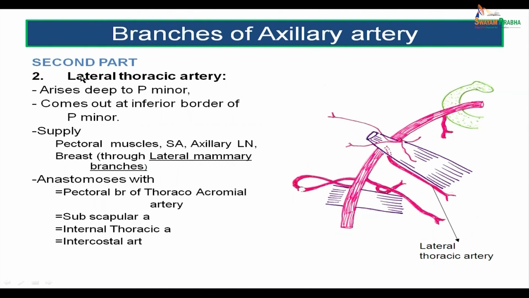The second part gives rise to the lateral thoracic artery, the second branch. This arises deep to the pectoralis minor and can be seen at the inferior border of the pectoralis minor. It supplies the pectoral muscles, the serratus anterior, the axillary lymph nodes and the breast tissue through lateral mammary branches. It anastomoses with the pectoral branch of thoracoacromial artery, the subscapular artery, the internal thoracic artery and intercostal arteries. This is an important branch because it gives the lateral mammary artery to the breast.